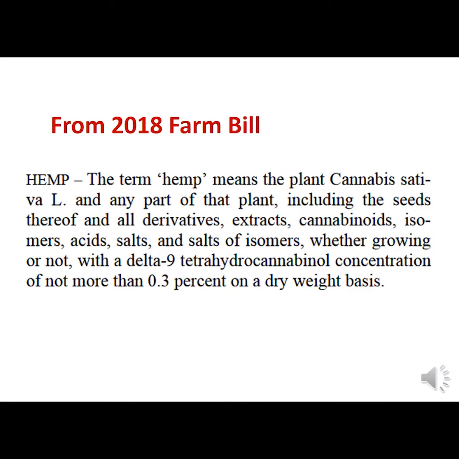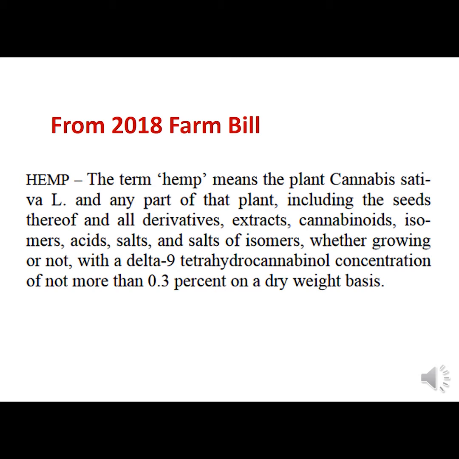The 2018 Farm Bill redefined what hemp is and cleared up some confusion on what should be tested. The 2014 Farm Bill that came out said that hemp is anything with less than 0.3% delta-9 THC. The confusing thing about that definition is that there are two forms of THC in a cannabis plant. There is the neutral form, delta-9 THC, and there's an acid form, delta-9 THCA.